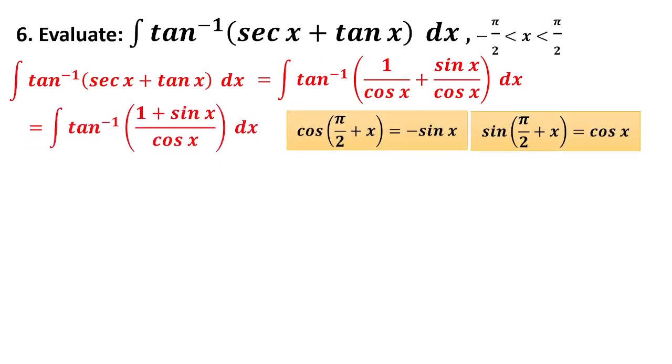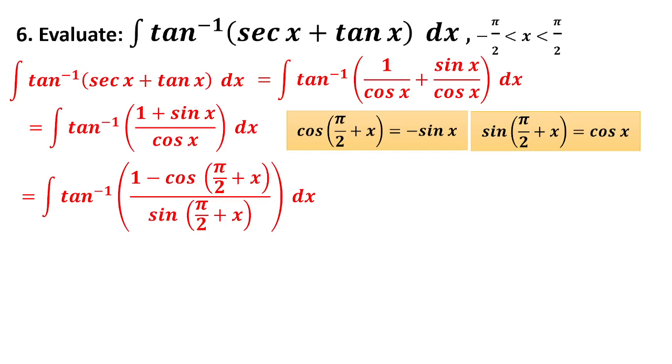Now I have to replace this: cos of (pi by 2 plus x) is minus sin x and sin of (pi by 2 plus x) is cos x. I am replacing them. Therefore sin x is written as cos of (pi by 2 minus x) and cos x is written as sin of (pi by 2 minus x).